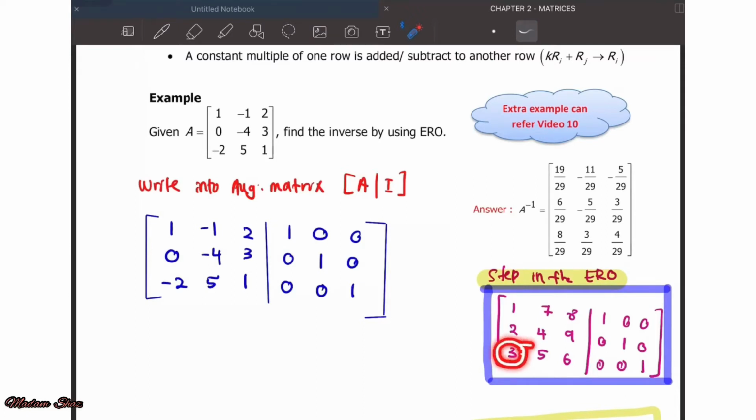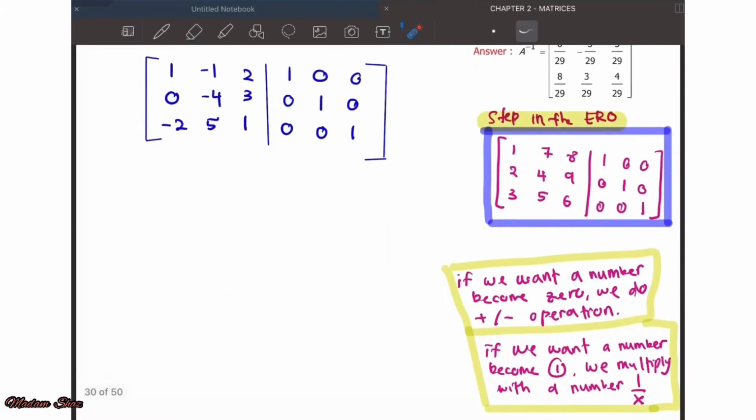Step number 3, we want to change the element to become 0. For step number 3, this element is negative 2. We want to change negative 2 to become 0. In order to change negative 2 to become 0, negative 2 should be added with 2 so that it will become 0. Okay, so this is the guideline. If we want to make a number become 0, we must do the operation plus or minus. If we want to make a number become 1, we have to multiply the number by 1 over x. X stands for whatever number that we have.